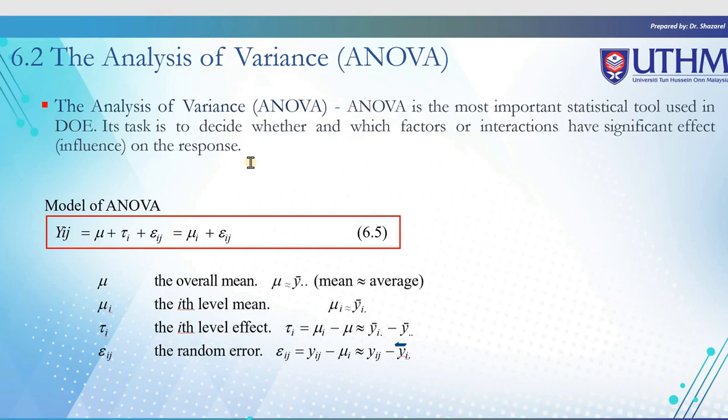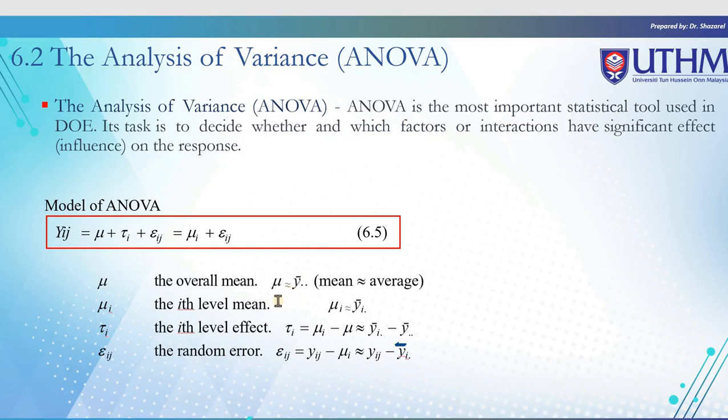Okay, so this is the general model of ANOVA. You have to know the notation here. Previously we already learned about y bar dot dot. So y bar dot dot here we can represent as mu.